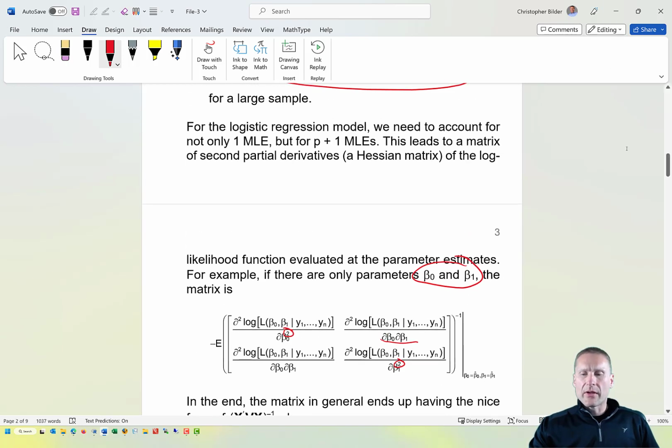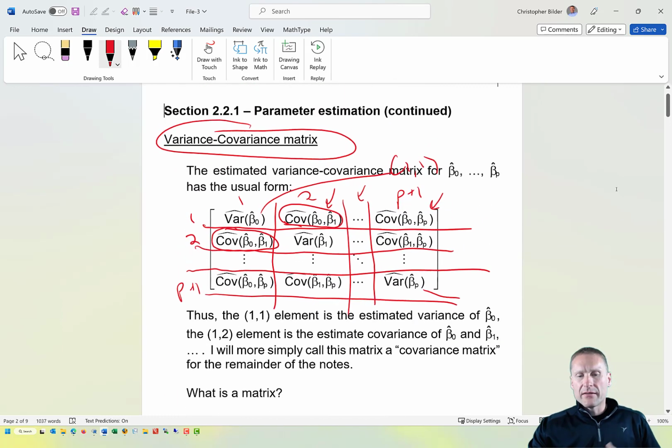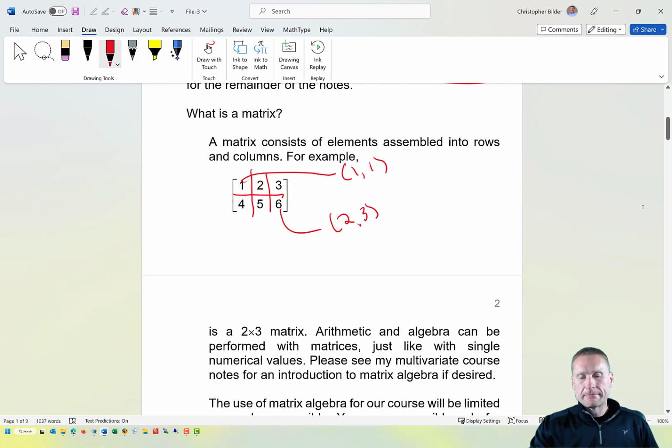Two notes. Something I want to go back to that I failed to mention before: instead of always saying variance covariance matrix, some people will just refer to this as a variance matrix. I will refer to it as a covariance matrix throughout the rest of my notes and in my book.